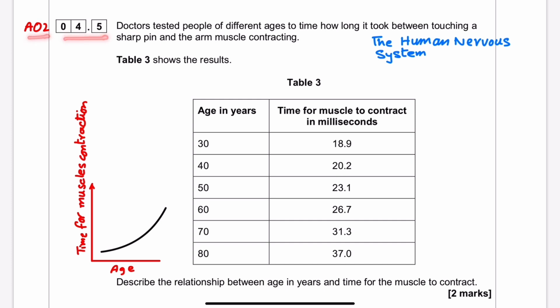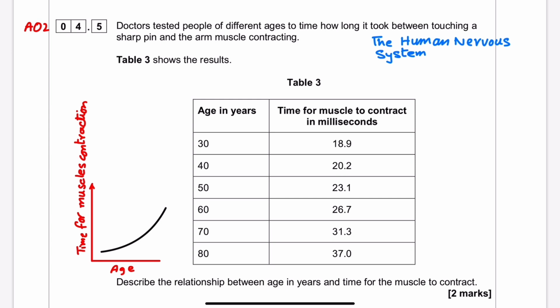4.5 is an AO2 question. Doctors tested people of different ages to time how long it took between a sharp pain and the arm muscles contracting. Table number 3 shows the results, and this question is again from the human nervous system. If you look here, the age of the people is given in this column, whereas the time taken to contract the muscles is given in this column. If you look here, as the age is increasing, the time of contraction is also increasing.